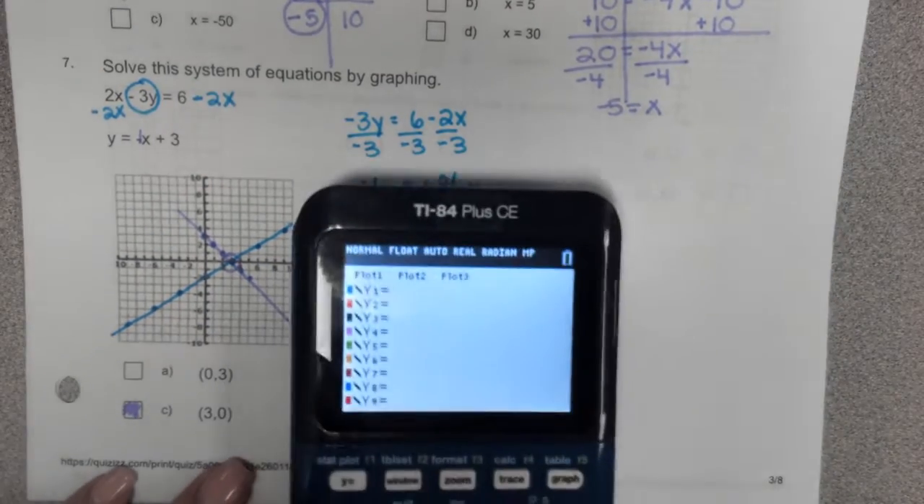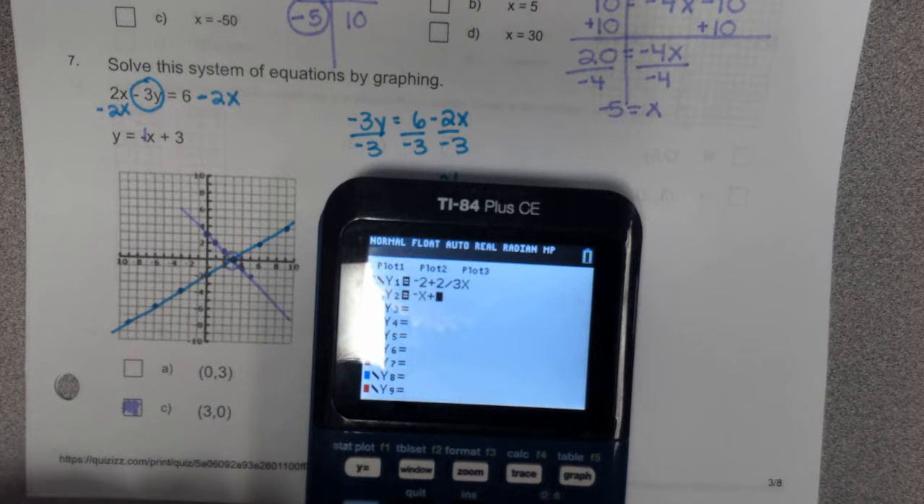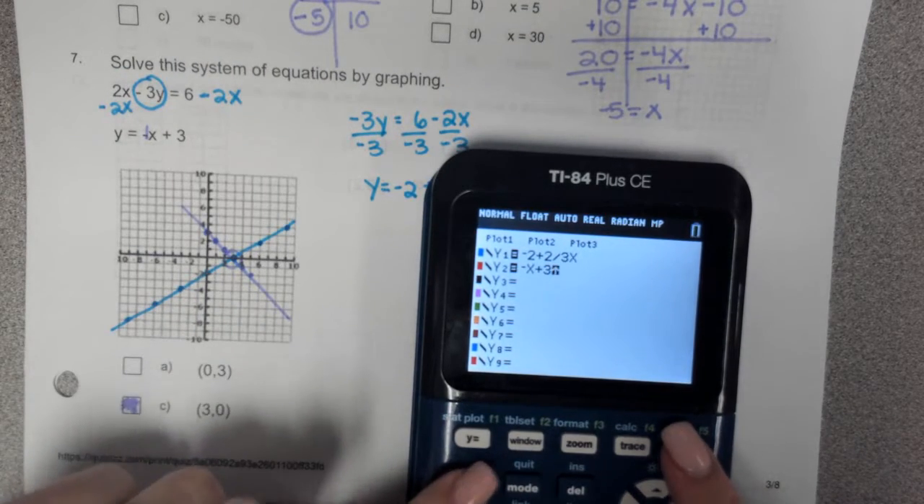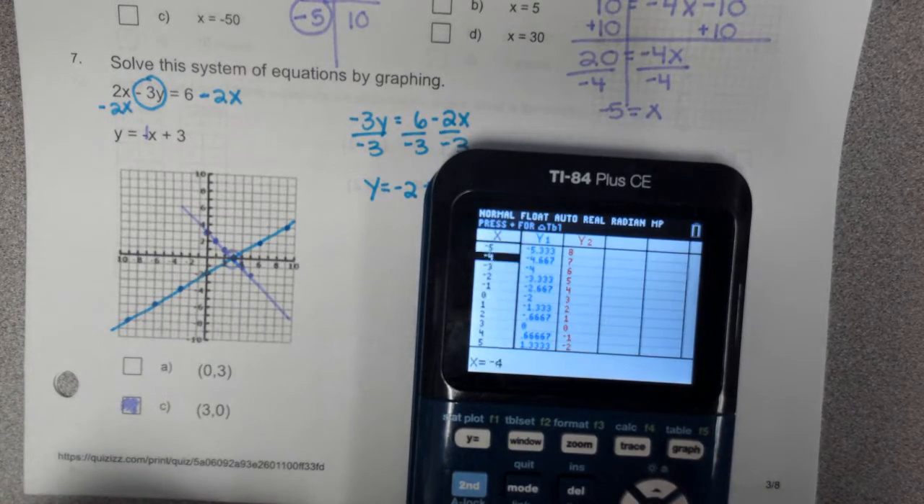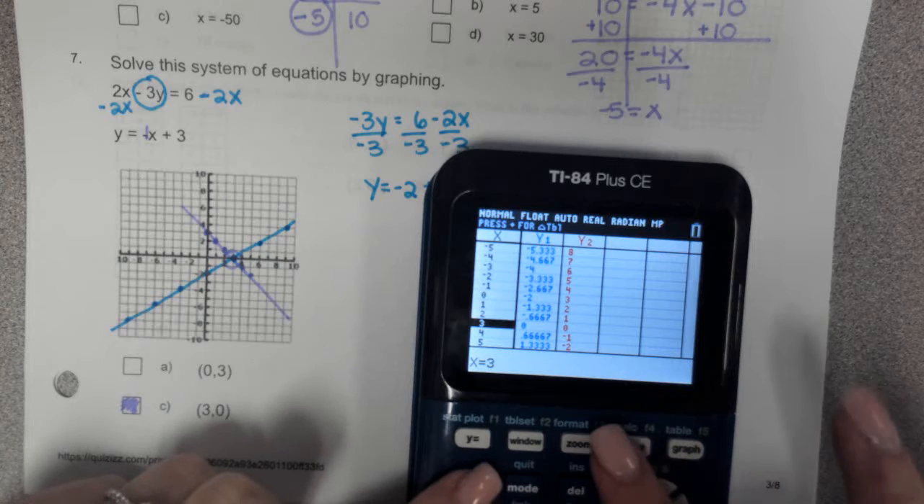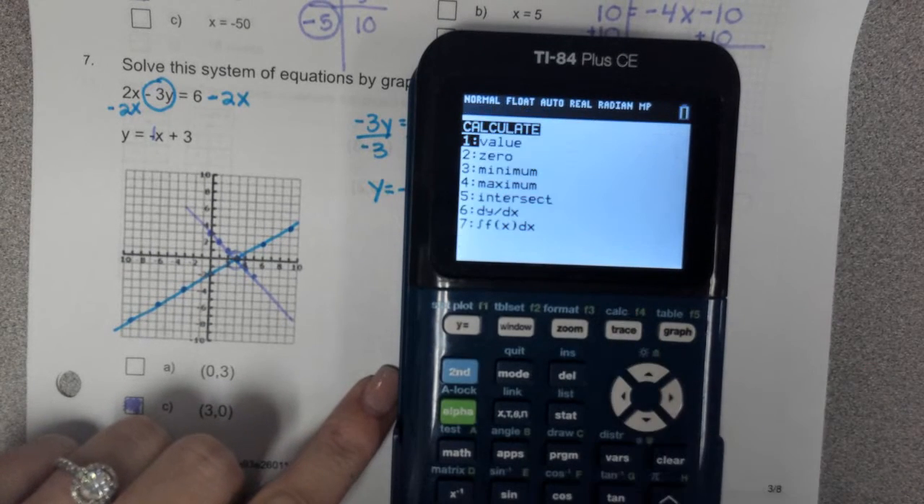We're going to put the two equations that we got in: negative 2 plus 2/3 x, and then negative x plus 3. You can find the solution either on the table by going second graph, and yes, at 3, both of the y values are 0. Or you can also do second trace. The trace button is right up here next to graph.